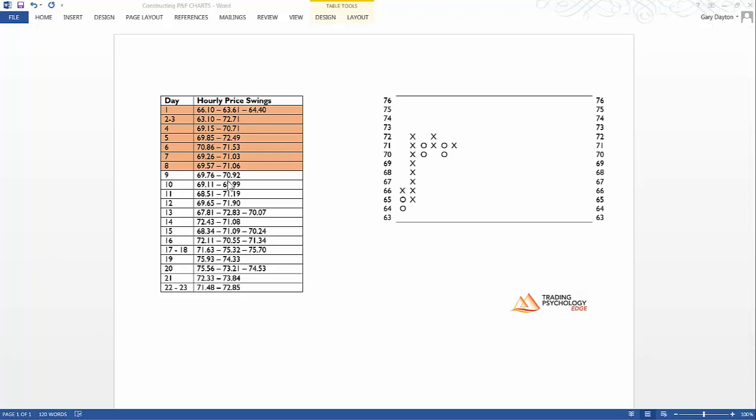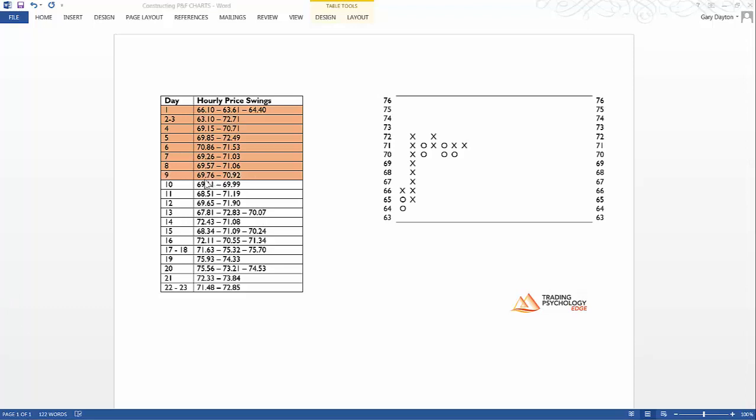Next day is kind of a repeat. We drop back down to 69.57. So, we can put a figure in at 70. Can't do it at 69 because we didn't reach or exceed it. But then we push back up to 71.06. We already have a figure there, so we create a new column, and that's the figure charting for that day.